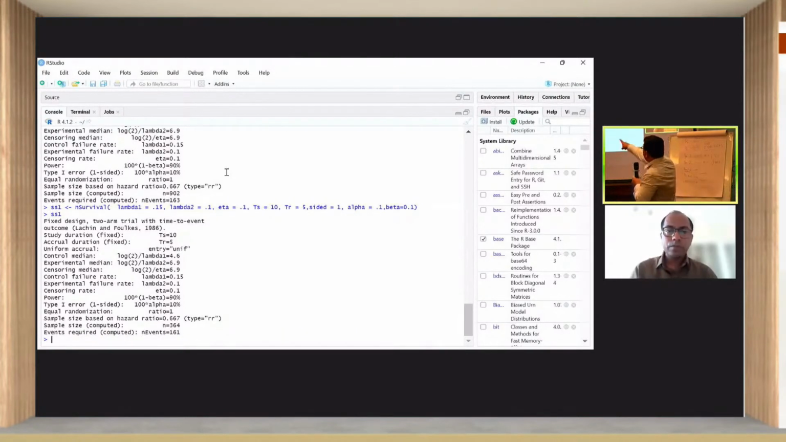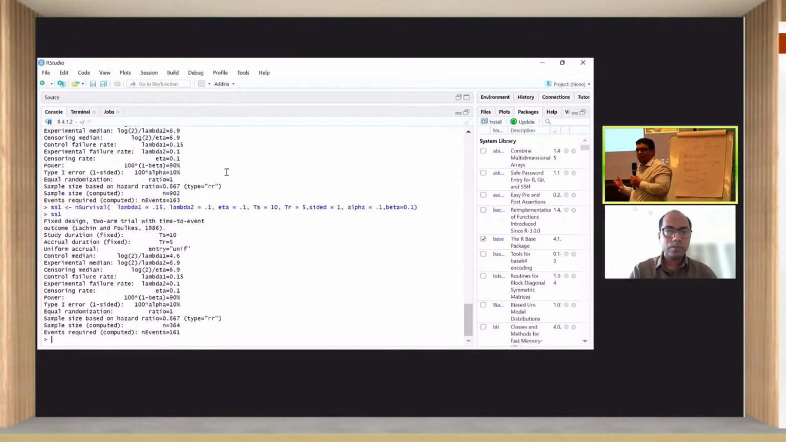Okay, now see that he has changed the study duration to 10 and the accrual duration to 5 years. Can you see that? Look at the number of events. It is nearly similar, 163, 161. But the sample size has gone drastically from 902 to 364. So remember, sample size actually is a connotation for number of events.